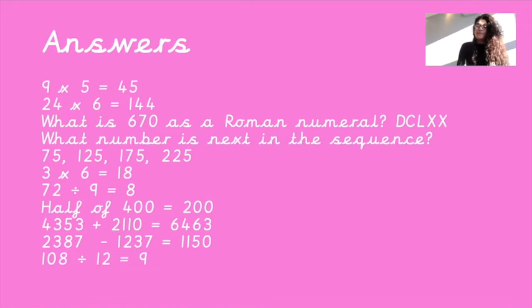4,353 plus 2,110 equals 6,463. 2,387 take away 1,237 equals 1,150. 108 divided by 12 equals 9.